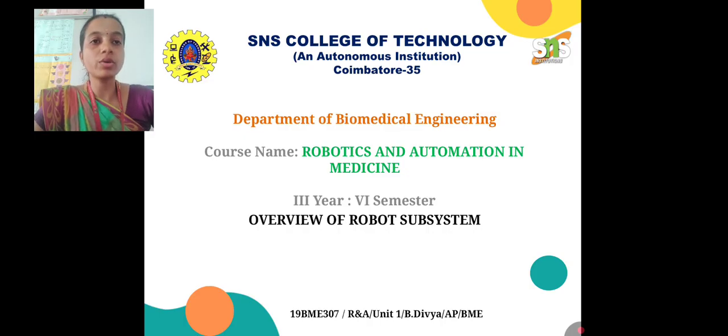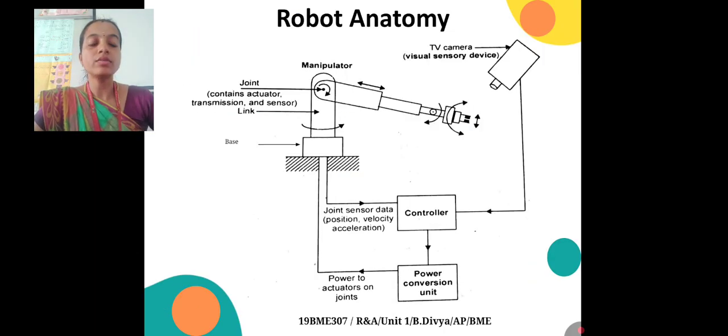In this video, we are going to see an overview of robot subsystems. What are the robot subsystems, or it may be called robot anatomy? What are the parts we have in robots? From this diagram we can see that we have manipulator, joints, links, base and controller, power conversion unit and a TV camera. These are the main parts of the robot anatomy.